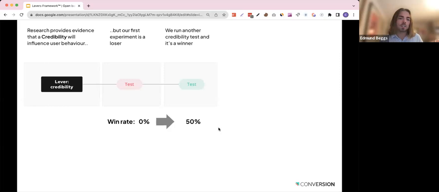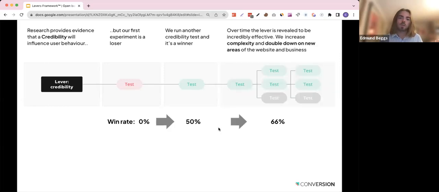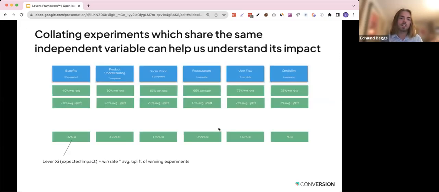In the next generation of these experiments, you run another one and you find a winner, a 50% win rate. But over time, as you build up your sample of these experiments, you get a better and better estimate of how powerful credibility might be. And in fact, in this case, it looks like you've substantially underestimated it and missed that opportunity to double down and increase complexity. This has been a really fruitful process for us as we go through our internal experimentation programs, comparing success of different levers.